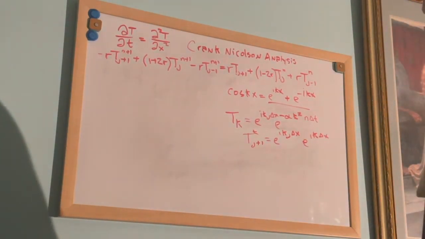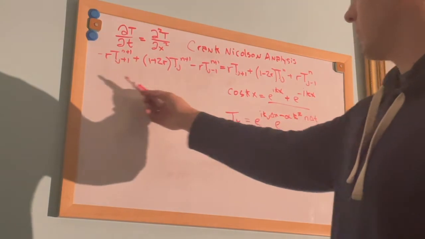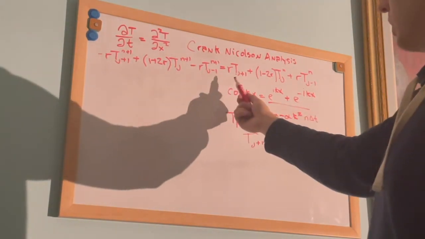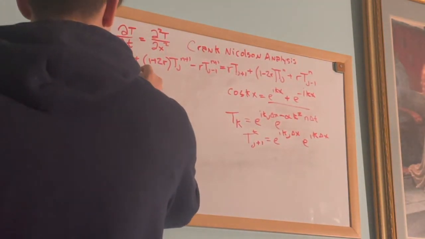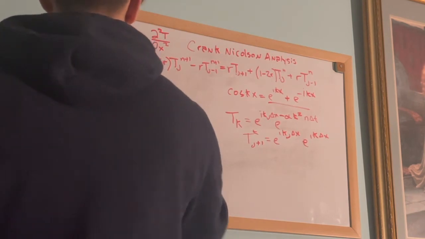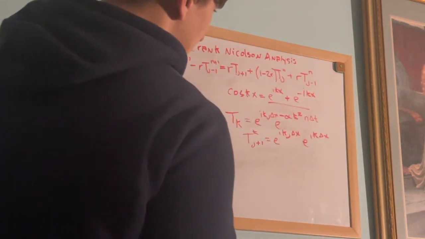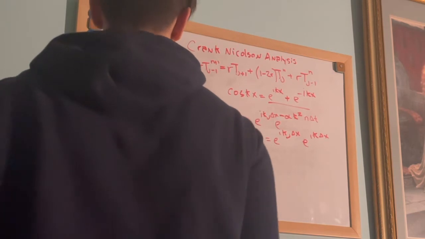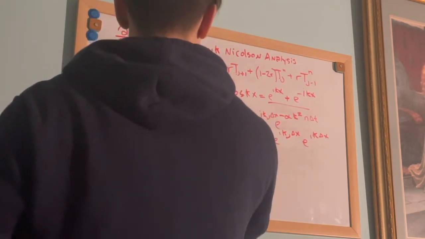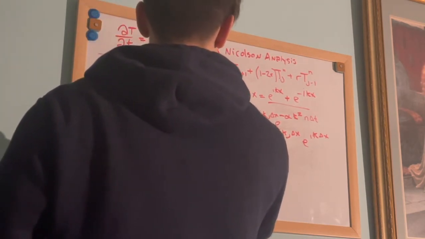And what you would notice is that if this was T_j, and all of these are T_j at n plus 1, you would be able to factor that out. So it would be T_j at n plus 1, and then we would have this negative r here, and since the T_j already got taken out, we would just have e to the i k delta x, and then we would just have the 1 plus 2r.